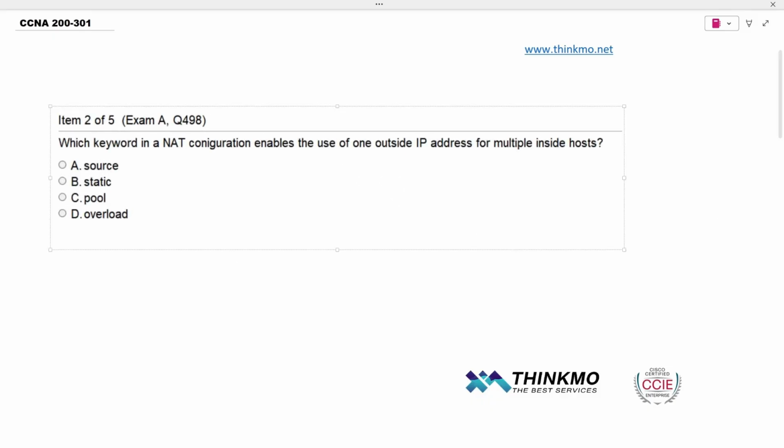All right, question 2. For the second question, it asks, in the context of NAT configuration, which keyword enables the use of multiple addresses, thereby allowing multiple internal hosts to utilize the very same external IP address? This means that multiple hosts on the internal network can share and use the same single external IP address. The correct answer to this question is option D, which is the term overload. This functionality is also commonly referred to as port address translation. Isn't that right? Therefore, the correct answer is D.